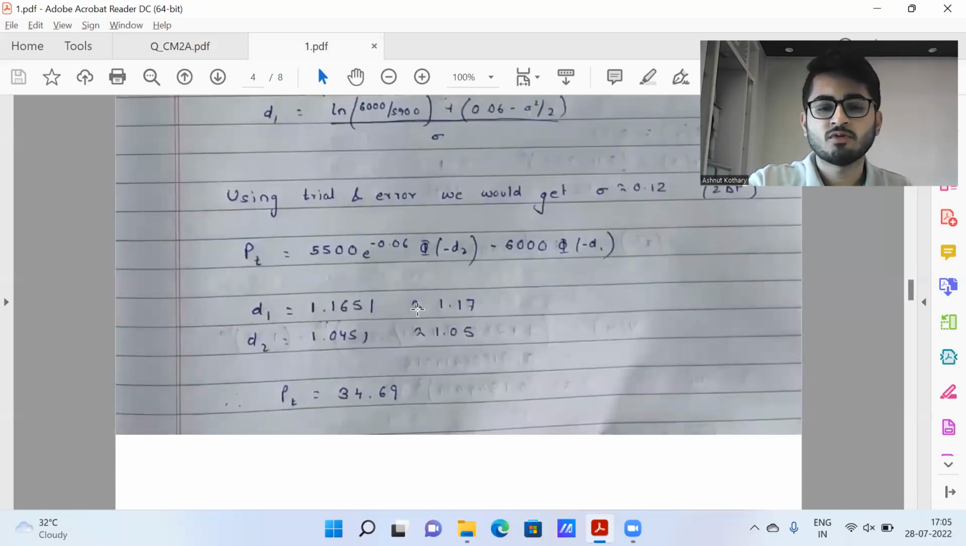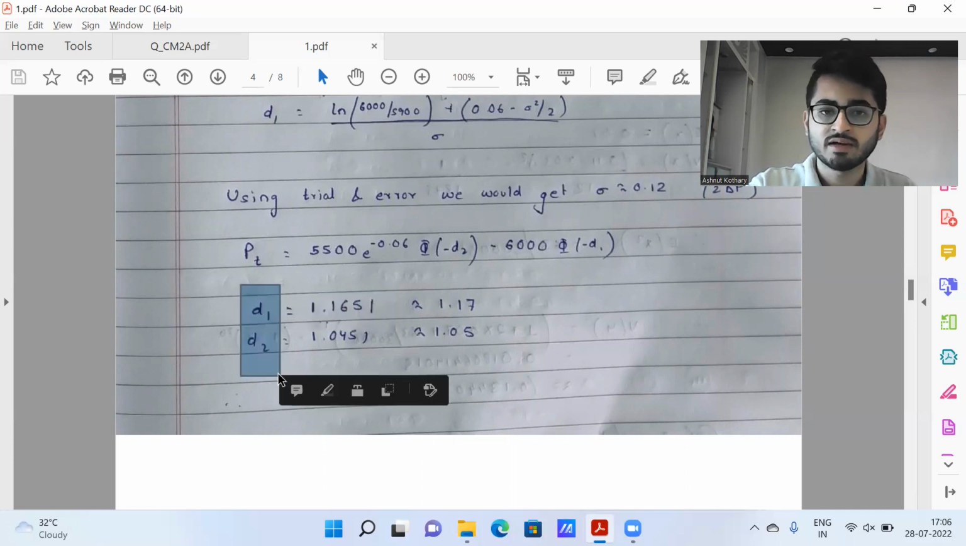Further, to save time in the exam, I would have taken these values of D1 till 4 decimal places, but here I've taken till 2 decimal places. If ever you're running short of time, always do that. By putting this, I'm getting the value as 34.69. So there are two assumptions over here: different students might get different estimates of sigma, and then depending on till what decimal places they use D1 and D2, the final answer might vary.